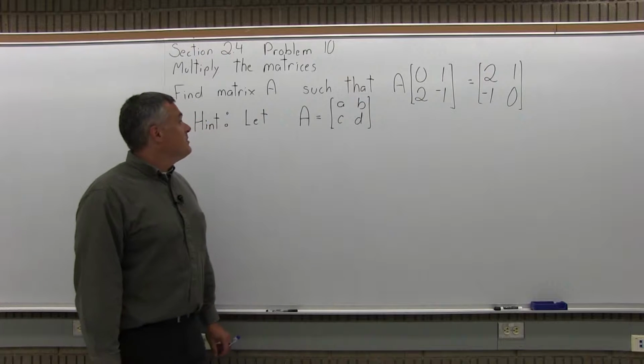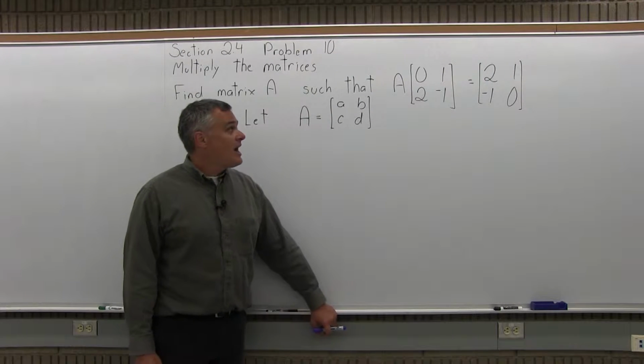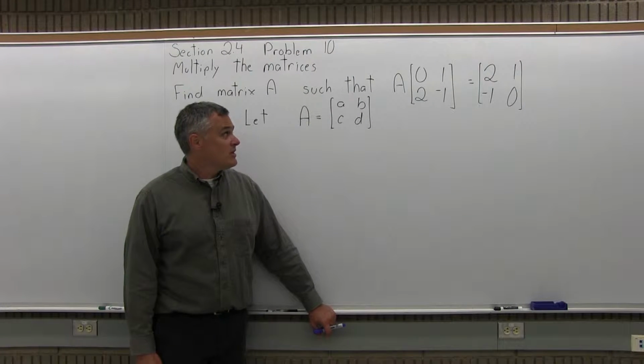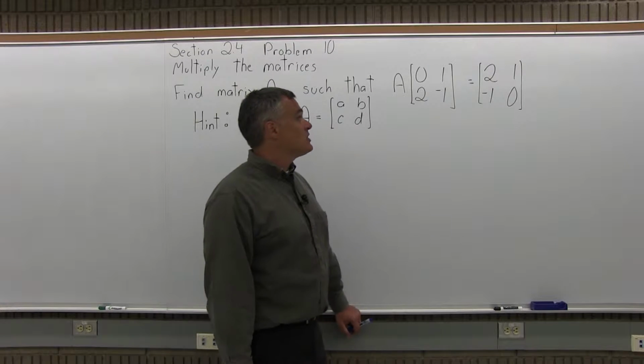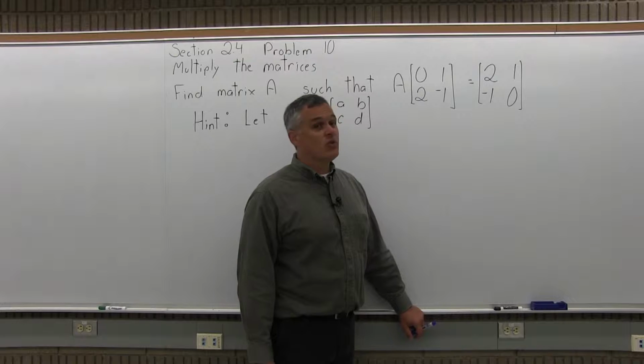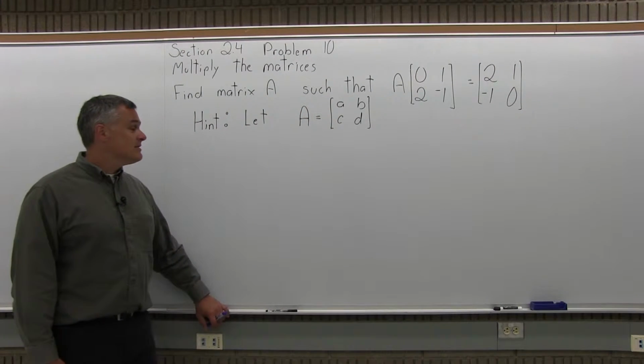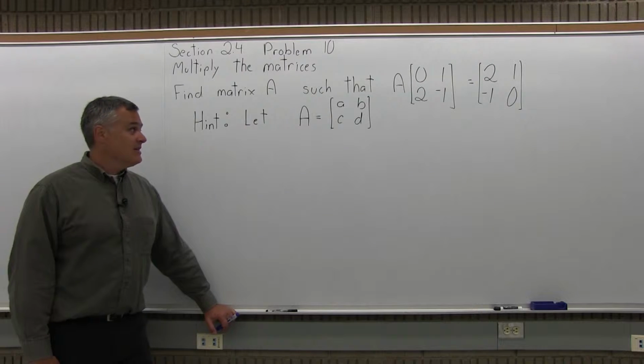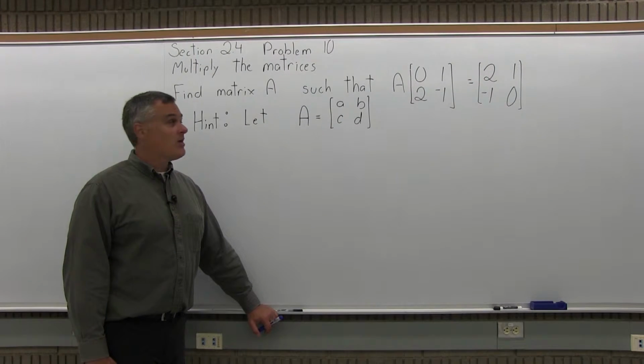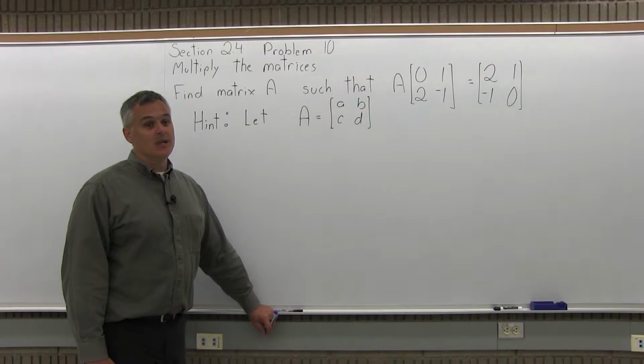It says, find matrix A such that A times the matrix 0, 1 in the top row, 2, negative 1 in the bottom row equals the matrix 2, 1 in the top row, negative 1, 0 in the bottom row. And underneath it says, hint, let matrix A equal the matrix a, b in the top row, c, d in the bottom row, all in lowercase letters. And that's a good hint.